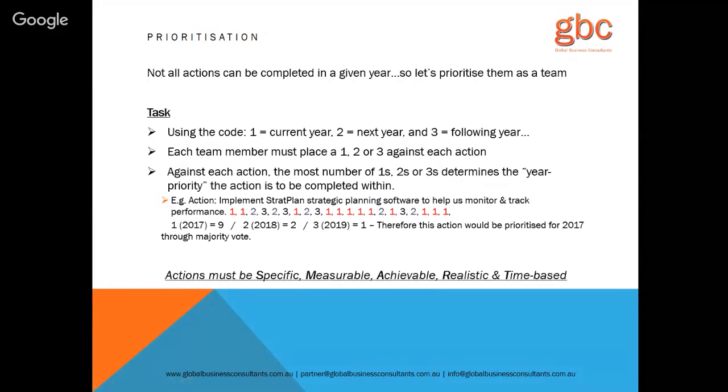Just remember that all actions must be specific, measurable, achievable, realistic, and time-based. If it isn't, then it should be prioritized for later in the planning period. So it could be prioritized for 2018 or 2019. Only actions that are specific, measurable, achievable, realistic, and time-based should be prioritized for the first year.